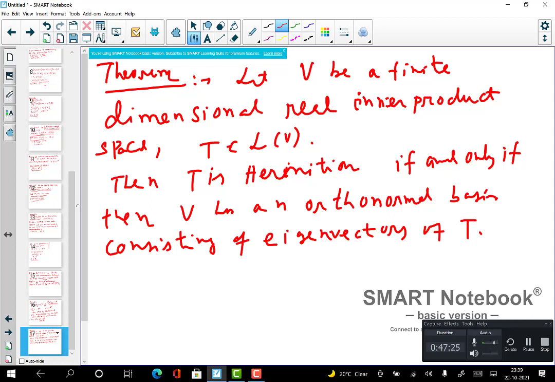Okay. So it's very interesting that whenever you have a real vector space, normality does not imply an orthonormal basis of eigenvectors, and vice versa. But for a real vector space, you can say that self-adjointness is equivalent to this, and we need to prove it.